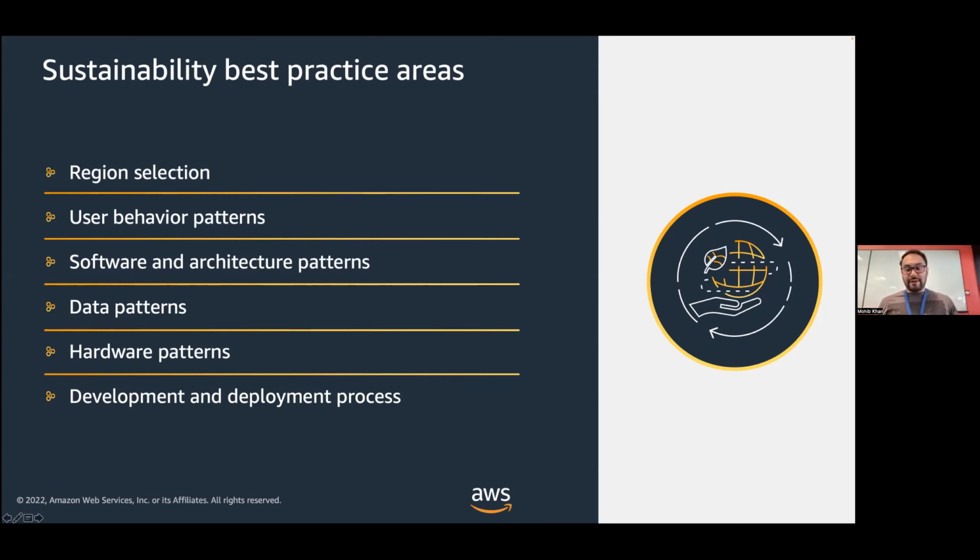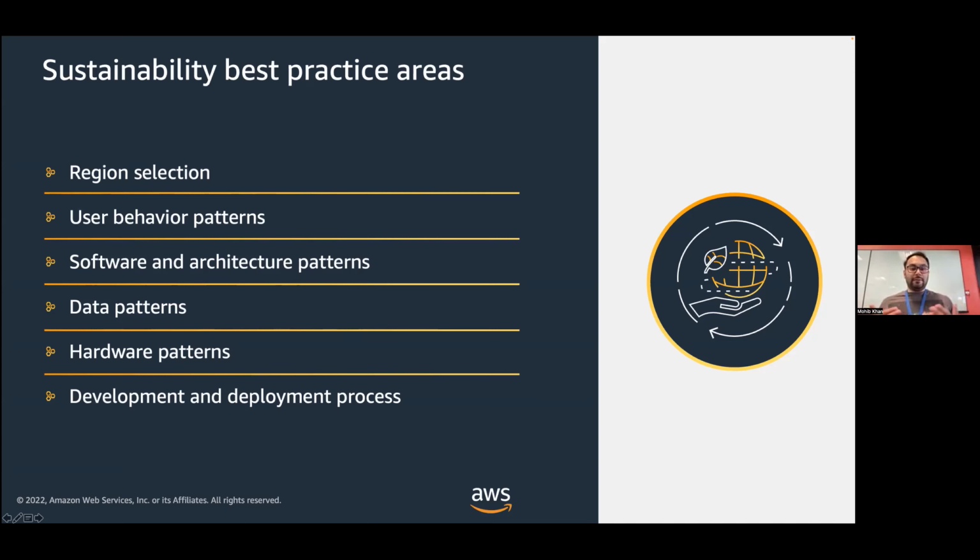Software and architecture patterns. How are you going to design your application? For example, are you continuously going to go with monolithic architectures? Are you going to use optimization of the code? Then it comes to data patterns. Are you going to keep everything in the hot storage tier, or can you change the storage tiers, do the retention accordingly, and have data lifecycle management?